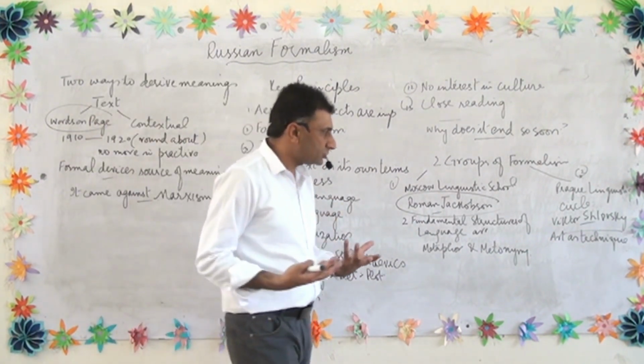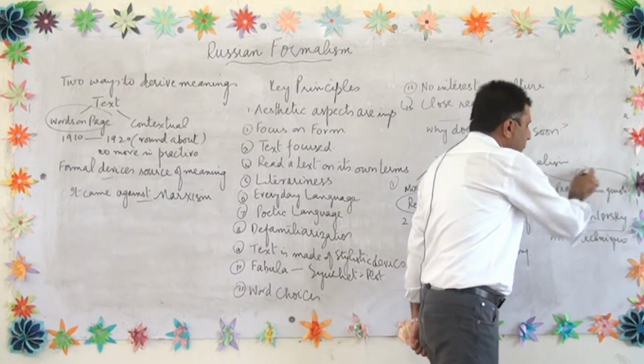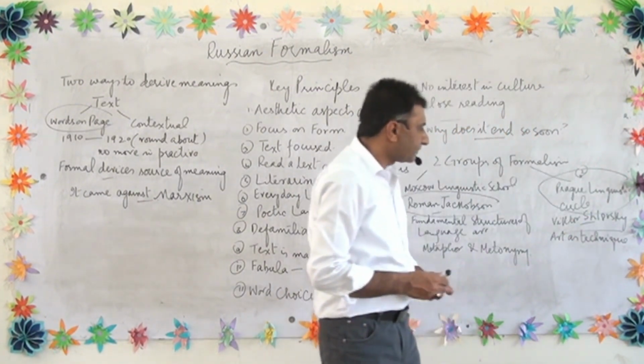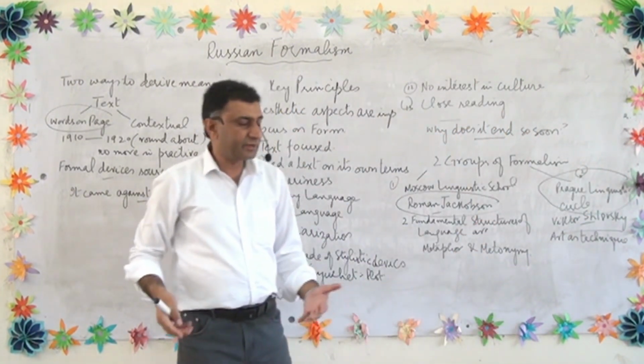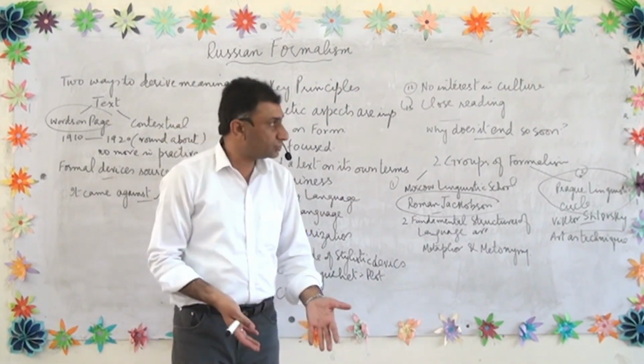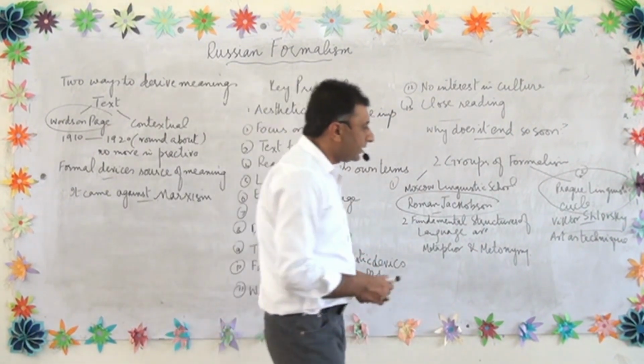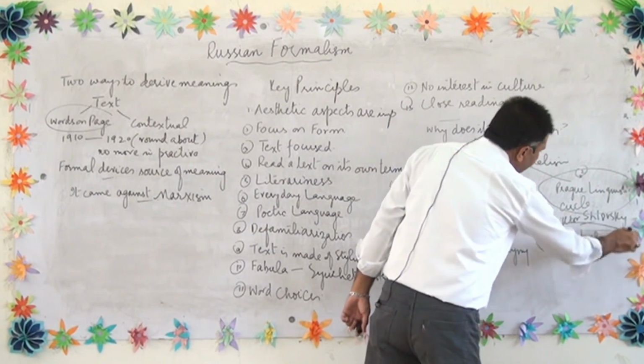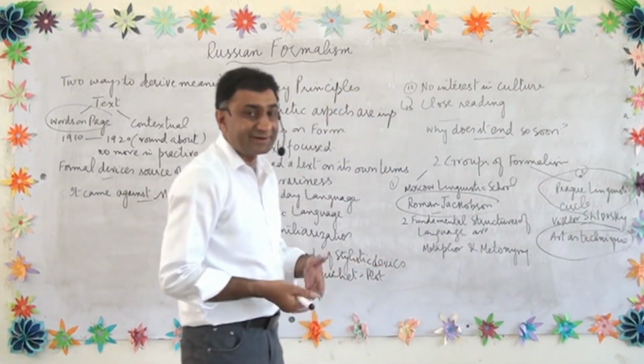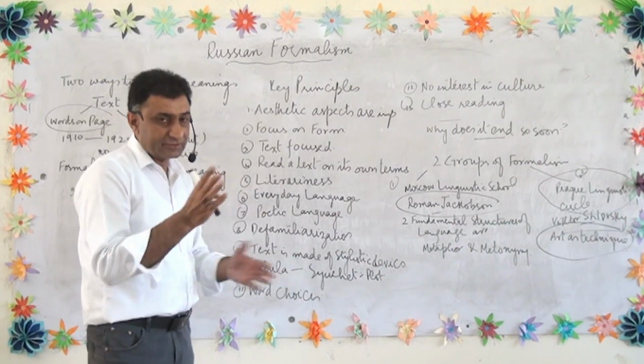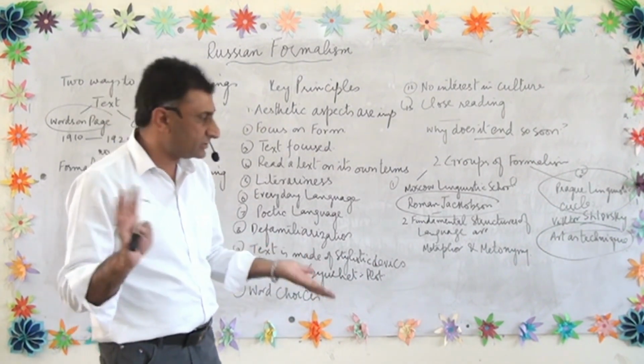Then the other school of thought was the Prague Linguistic School or Prague Linguistic Circle. It was headed by Viktor Shklovsky, one of the most important names with reference to Russian formalism. Art as technique, defamiliarization, literariness, and the difference between everyday language and scientific language are associated with it.